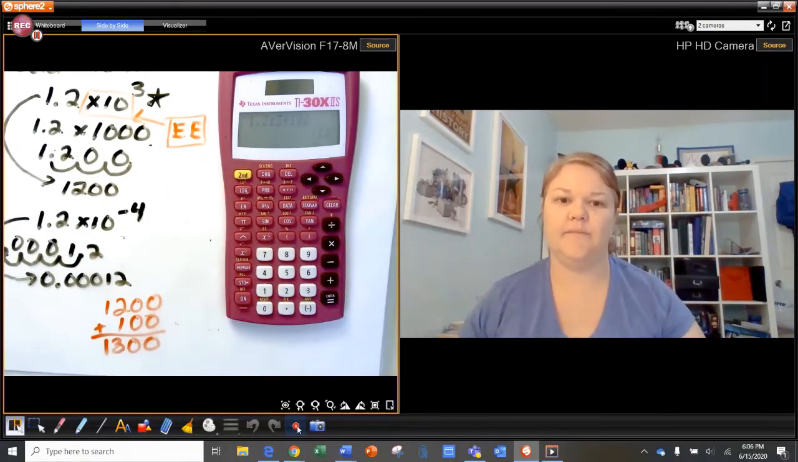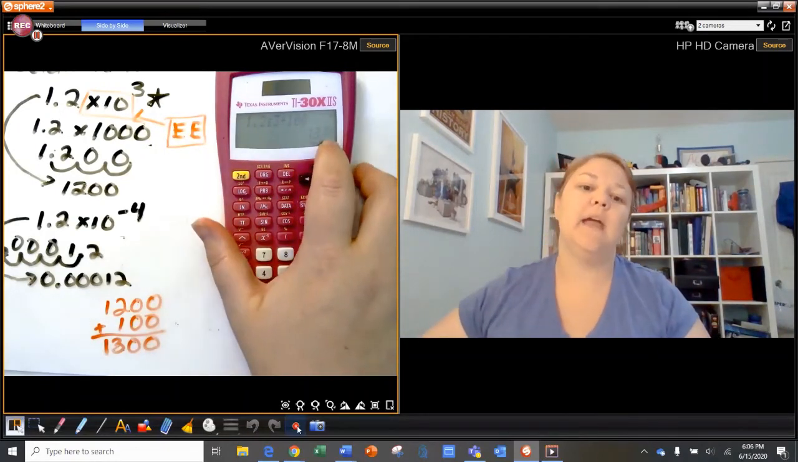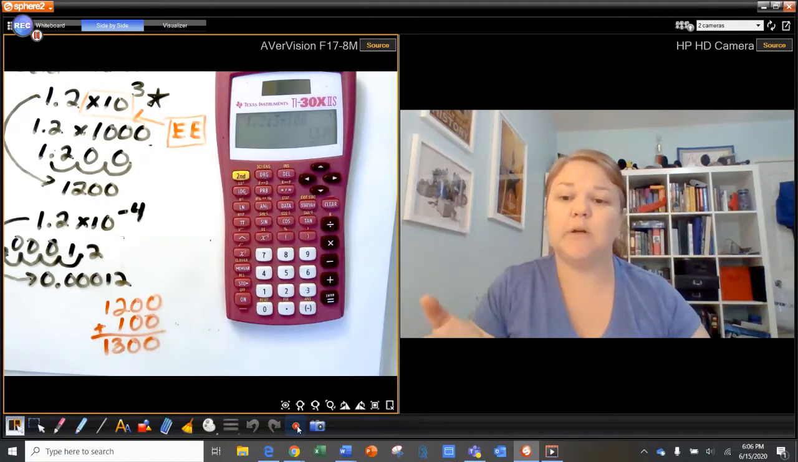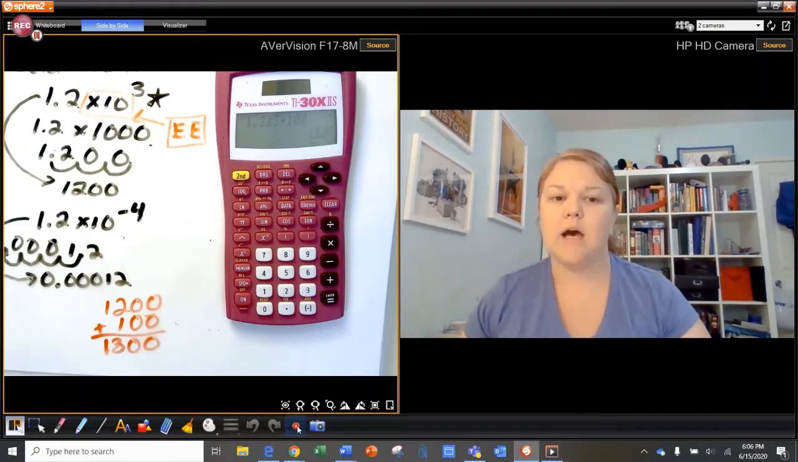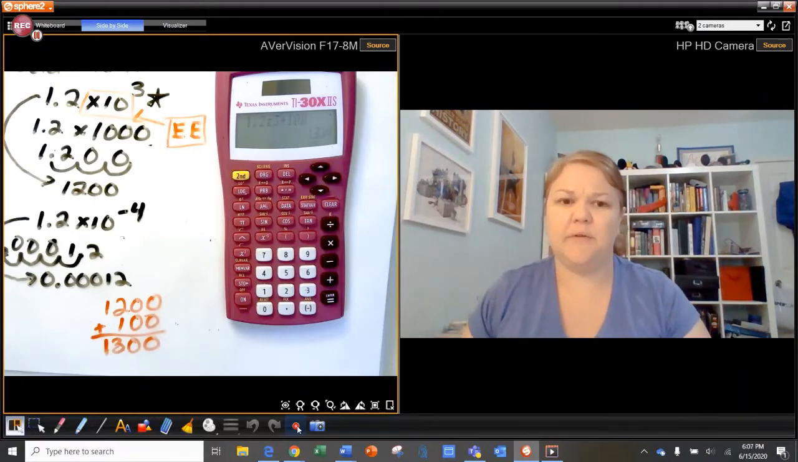So I'm going to enter 1.3 times 10 to the third. And it does say 10 to the 03. That 0 is there just as a placeholder, because the calculator has to display something there. We don't have to write the 0 there. So we can predict our answer.